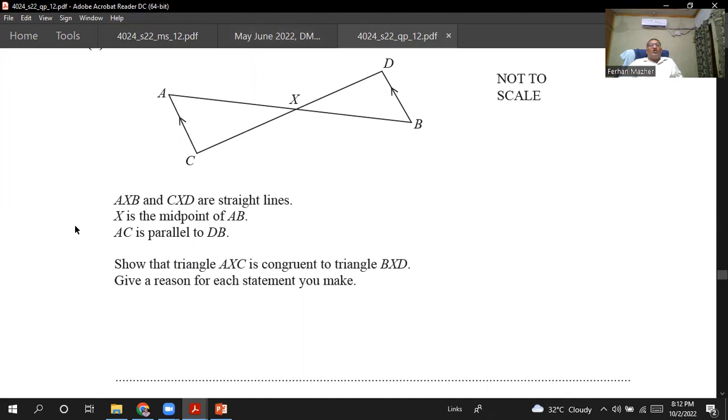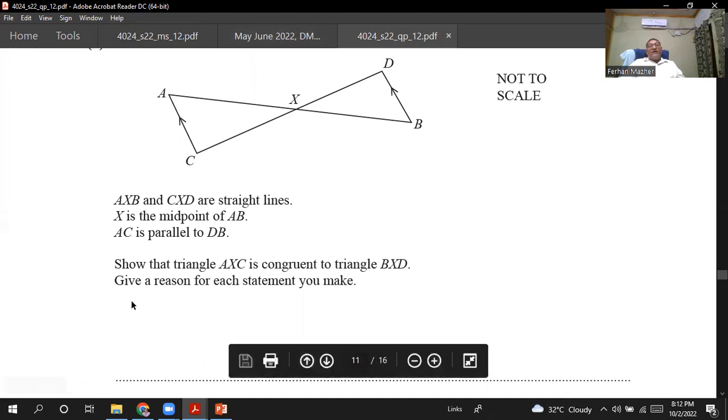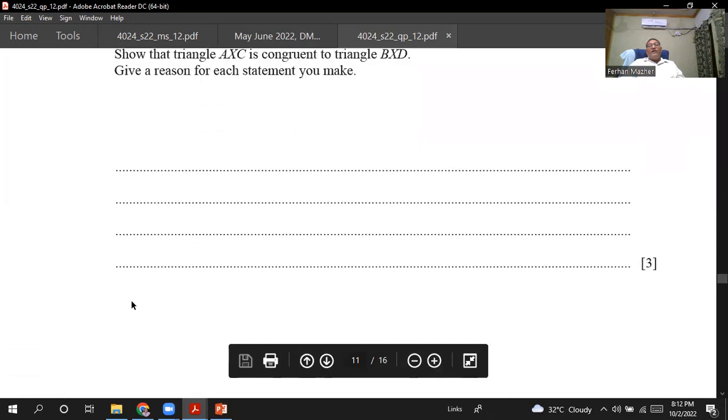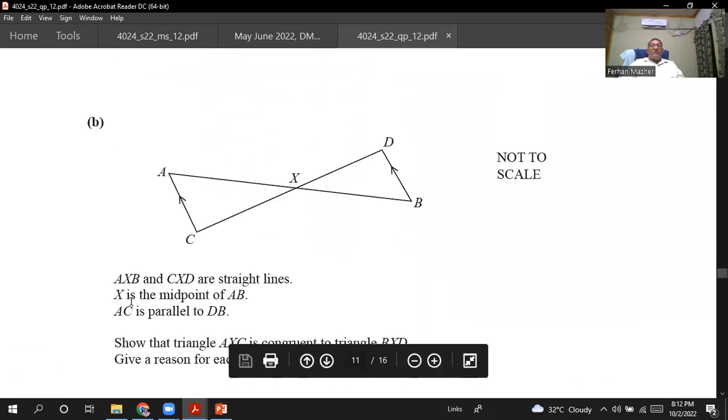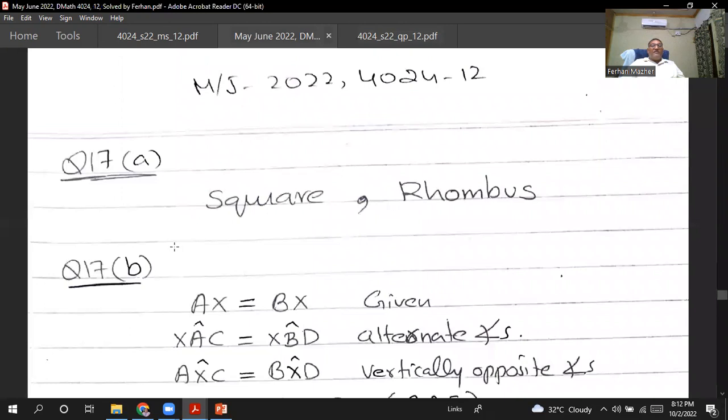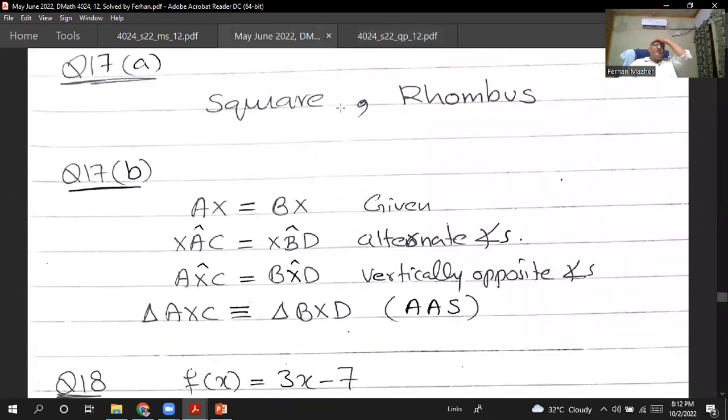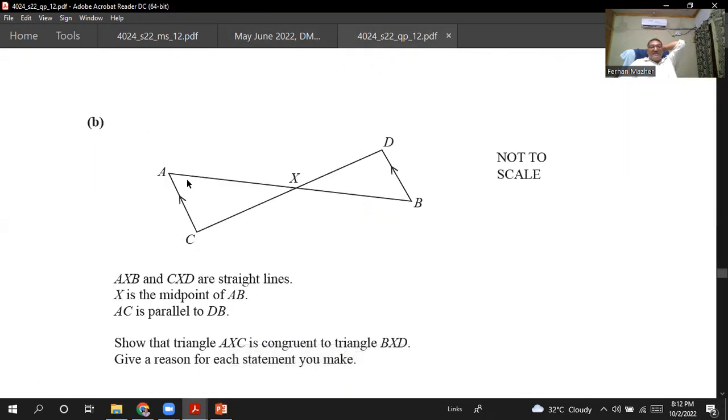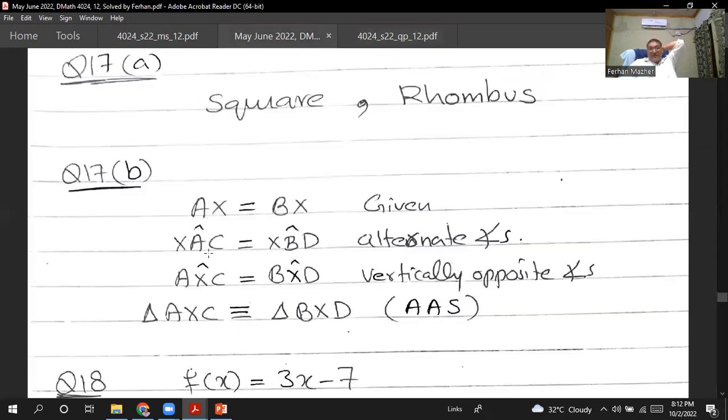Show that triangle AXC is congruent to triangle BXD. Give a reason for each statement you make. It's a 3 marks question. So we are talking about this diagram. Very simple. AX is equal to BX. AX and BX are equal. It is given, X is the midpoint of AB.